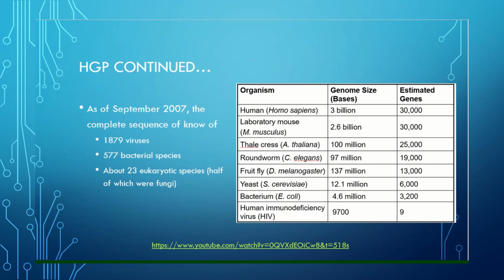In September of 2007, the complete sequence was known of almost 2,000 viruses, almost 600 bacterial species, and about 23 eukaryotic species, half of which were fungi.